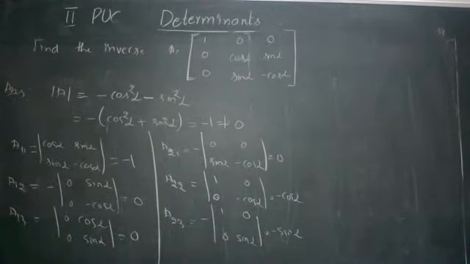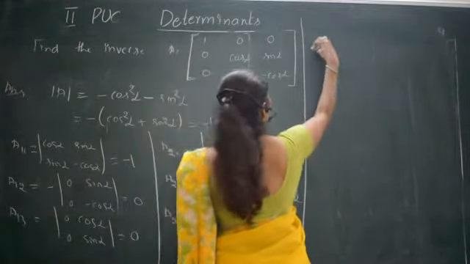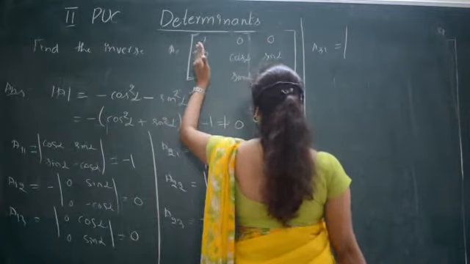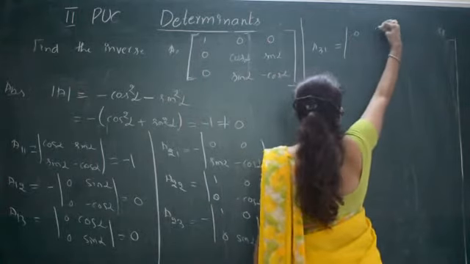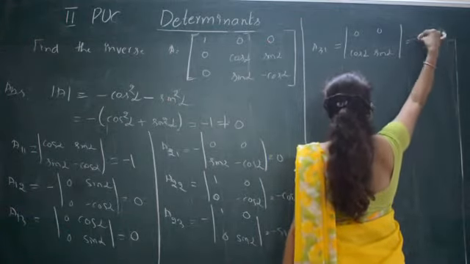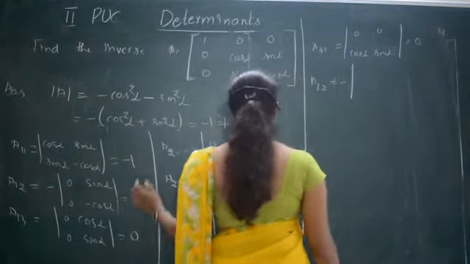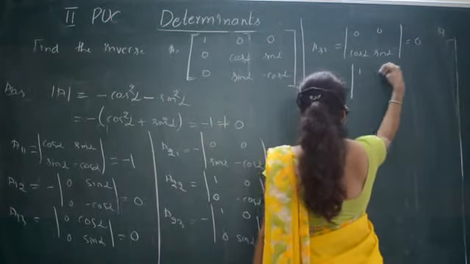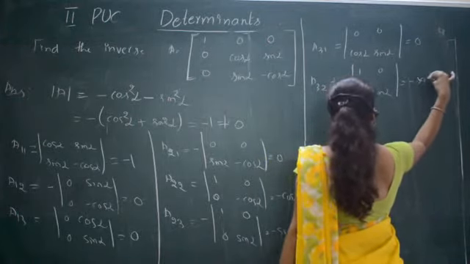Then after that we have to calculate A31. A31 is plus, so deleting third row and first column, it is 0 0 cos alpha sin alpha, so this will be 0. Then A32 is minus of A32, by deleting this row and column, so 1 0 0 sin alpha. This will be minus sin alpha.